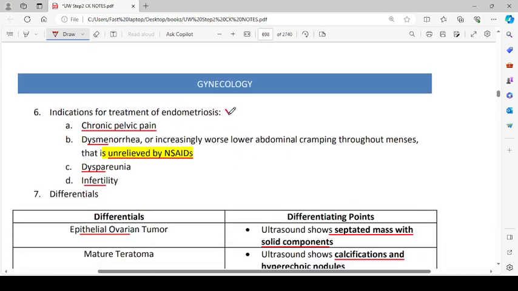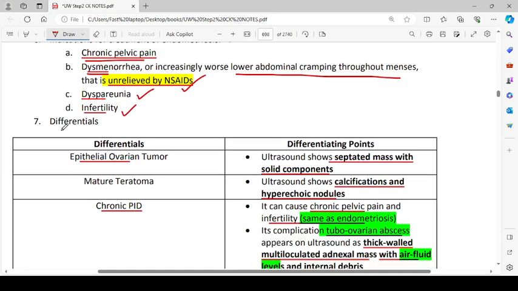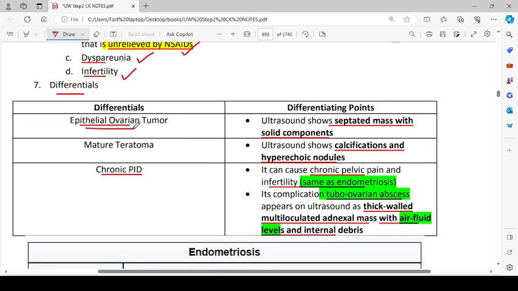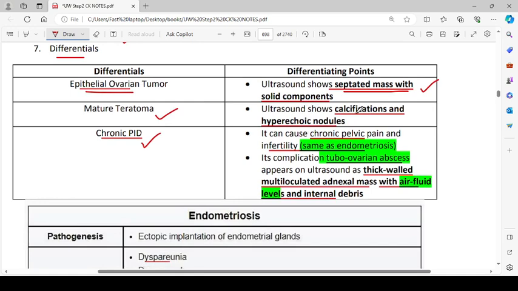Indications for treatment in endometriosis: chronic pelvic pain, dysmenorrhea or increasingly worse lower abdominal cramping throughout menses that is unrelieved by NSAIDs, dyspareunia and infertility. Differentials are as follows: epithelial ovarian tumor, mature teratoma, and chronic pelvic inflammatory disease. Differentiating points: ultrasound shows a septated mass with solid components. Ultrasound shows calcifications and hyperechoic nodules. It can cause chronic pelvic pain and infertility, same as endometriosis.